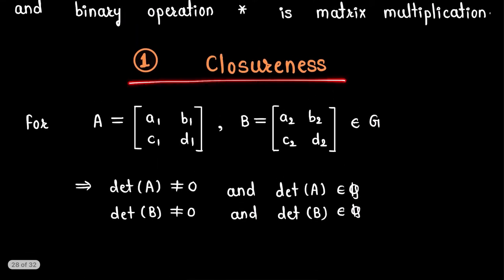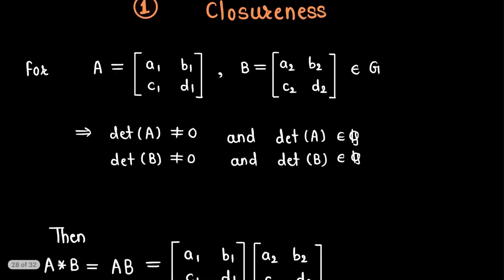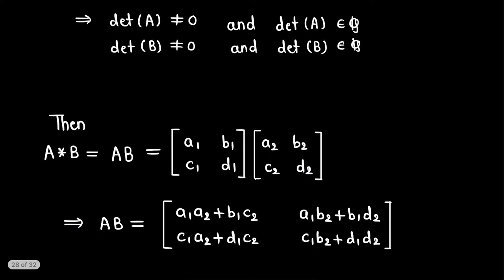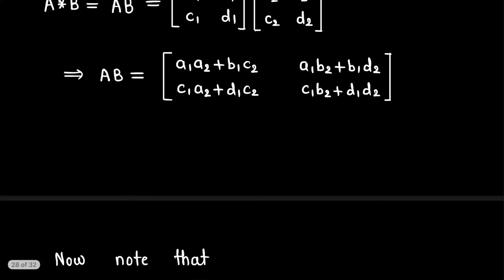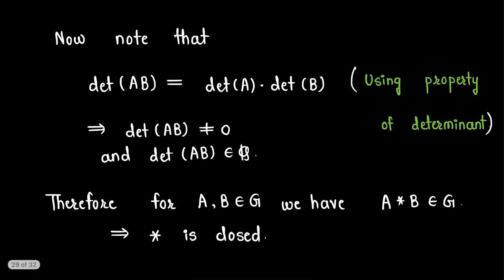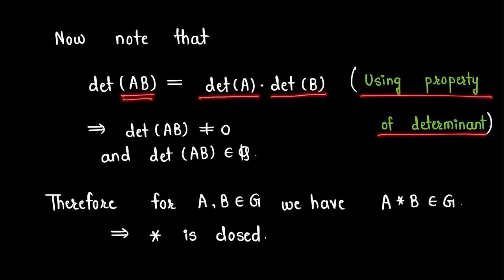First property is closure. For given two matrices A and B in set G, we have determinant of A is a non-zero rational number, determinant of B is also a non-zero rational number. Then A star B will be the product matrix AB, a matrix of this form. Now note that determinant of AB is equal to determinant of A multiplied by determinant of B. This is by a property of determinants.